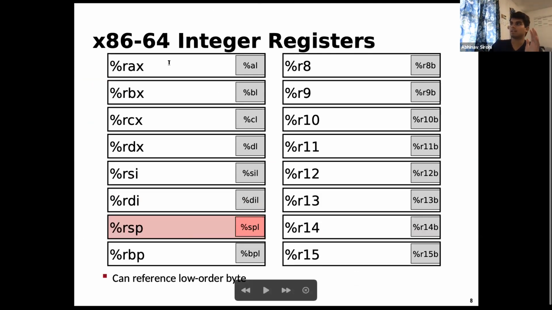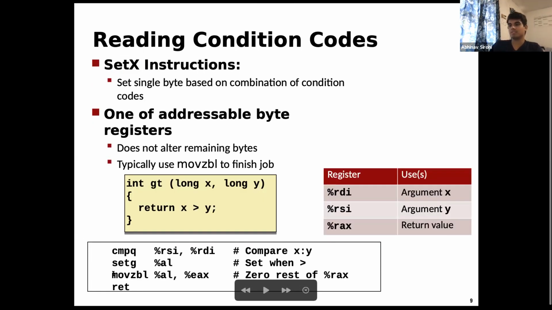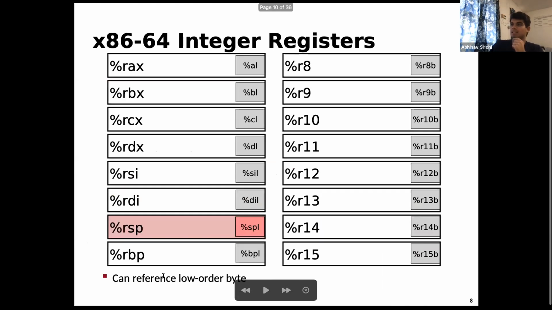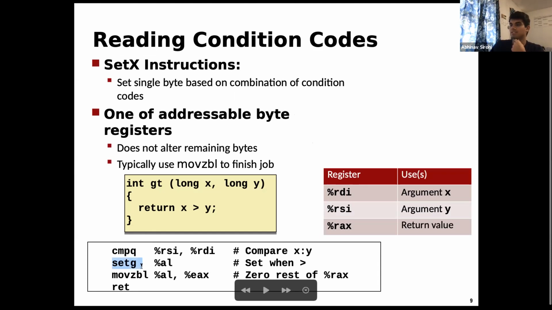And then RAX could have contained something in the other 7 bytes, but all we modified here is AL. So we can use this move ZBL instruction to zero out the rest of RAX. So basically, we tell move ZBL that we just want to keep what's in AL, and then the rest of RAX gets zeroed out. So when we check what's in RAX, it'll be either a 0 or a 1 based on the set G instruction, and then we just return.